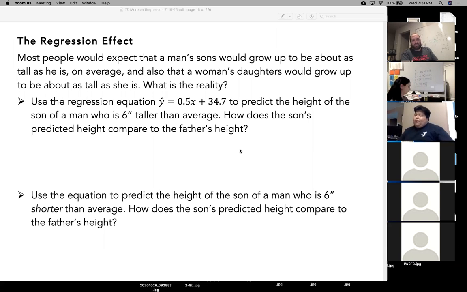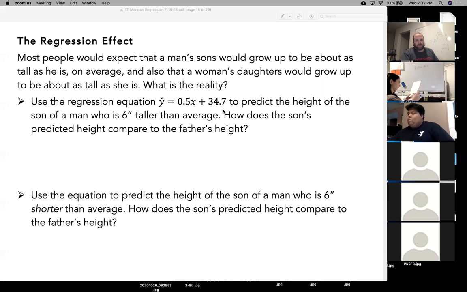So the regression effect. Most people would expect that a man's sons would grow up to be about as tall as he is on average, and that a woman's daughters would grow up to be about as tall as she is, again, on average. What is the reality? So we have the regression equation that y hat equals 0.5x plus 34.7 to predict the height of the son of a man who is 6 inches taller than average. How does the son's predicted height compare to the father's height?